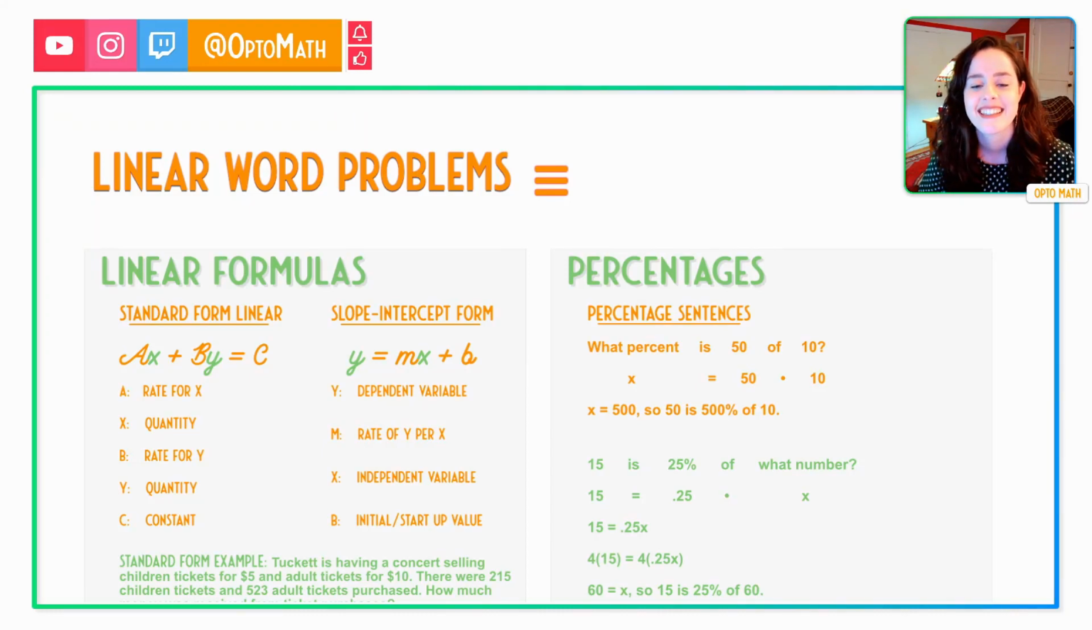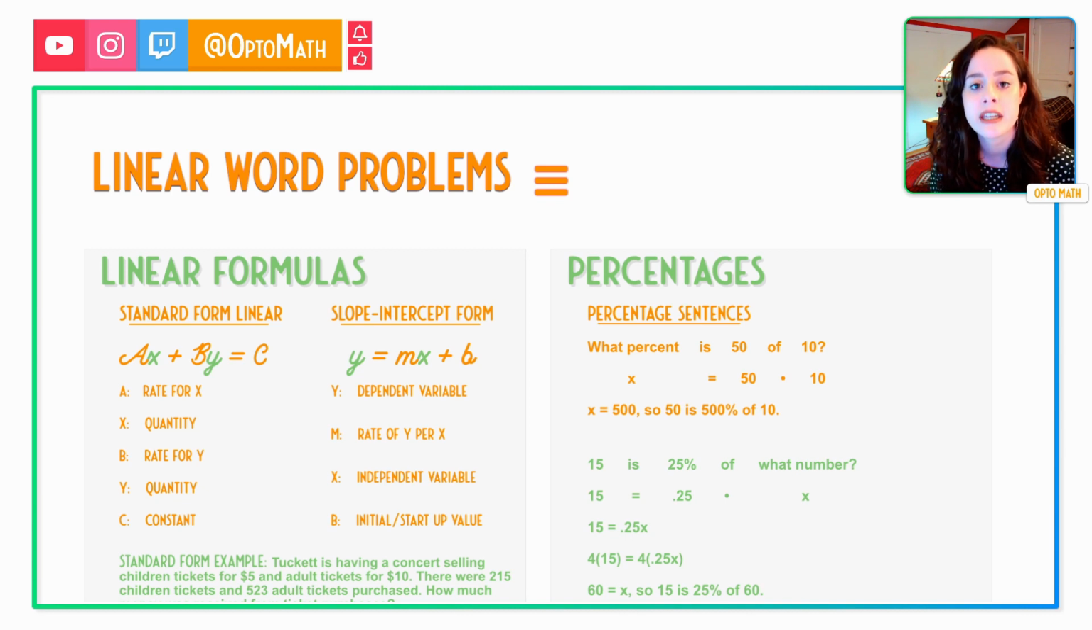Hey Opties! Today we're talking about linear word problems. We're going to be looking at word problems in standard form, slope-intercept form, and just some percentage problems which are also linear. Let's take a look at our forms for standard form and slope-intercept.